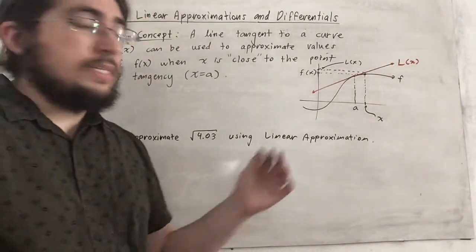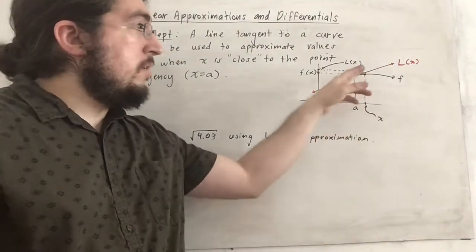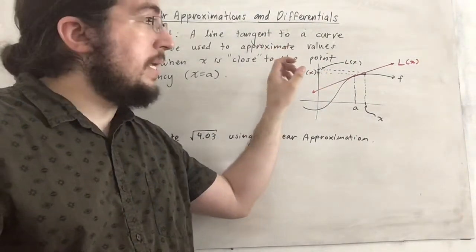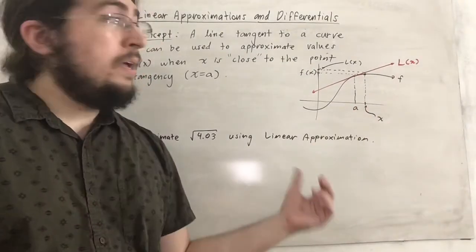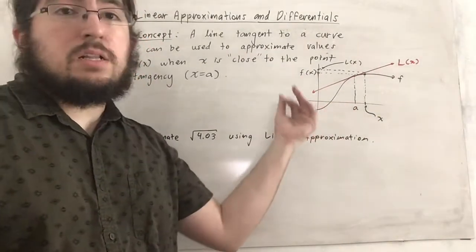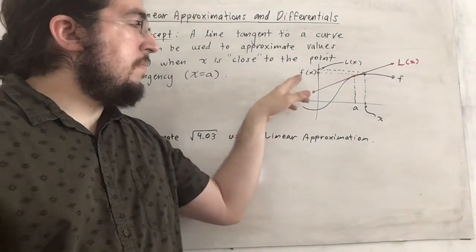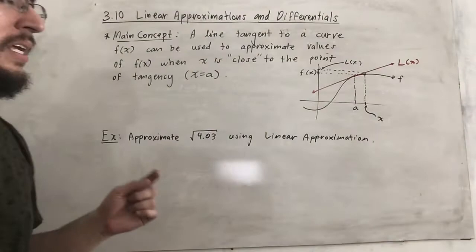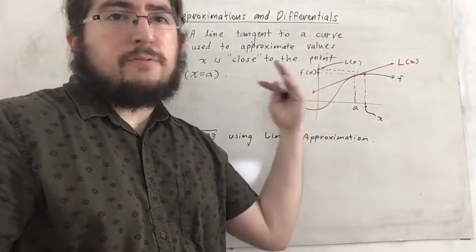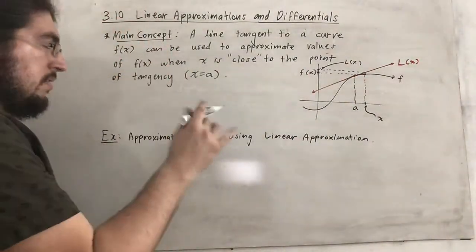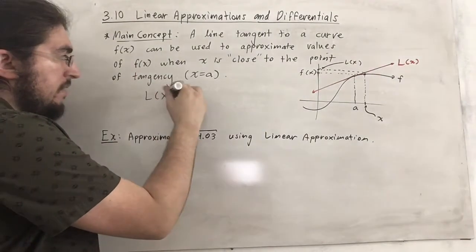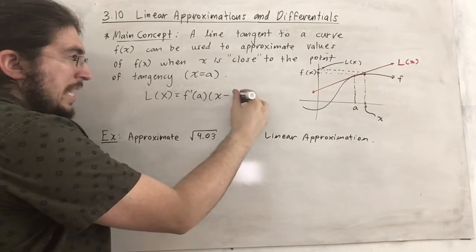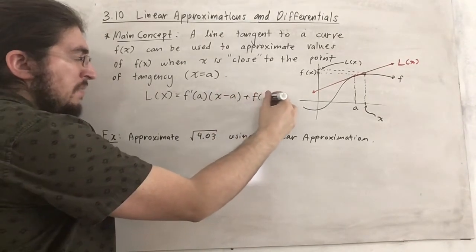Now what's really nice here is, again, the closer x is to a, what do you notice about these two? Well, they'll be less far apart as x approaches a. In other words, we can say when x is close to a, f of x is approximately L of x. So that's linear approximation. And in fact, there's a really nice way we can find a formula for L of x, and it's the following. L of x is equal to f prime of a times x minus a plus f of a.